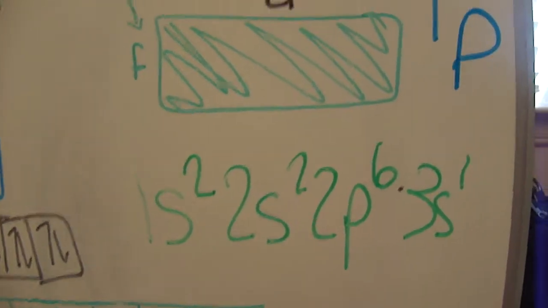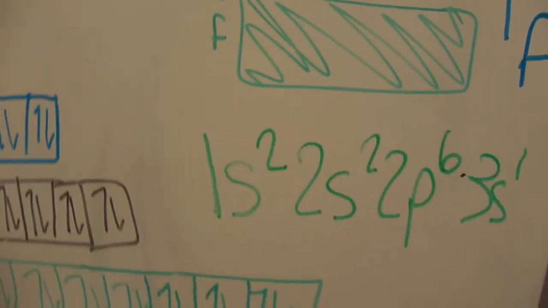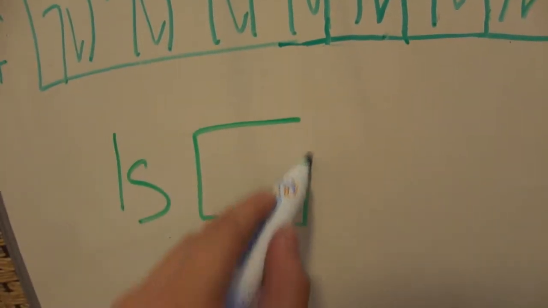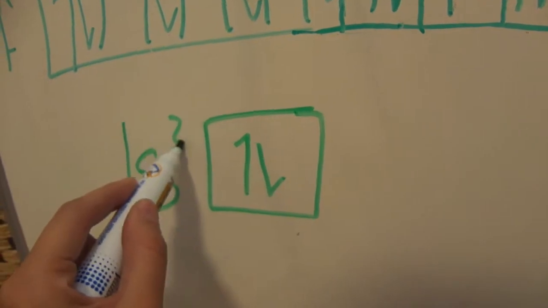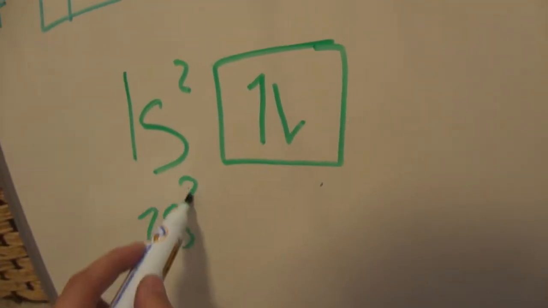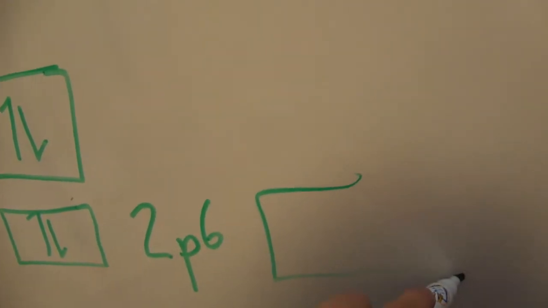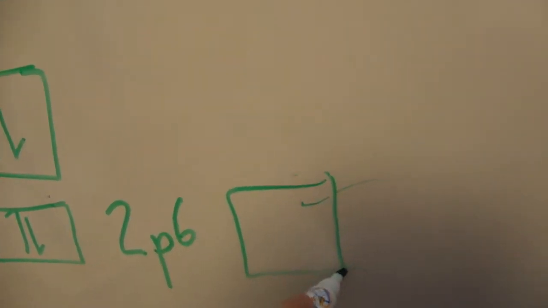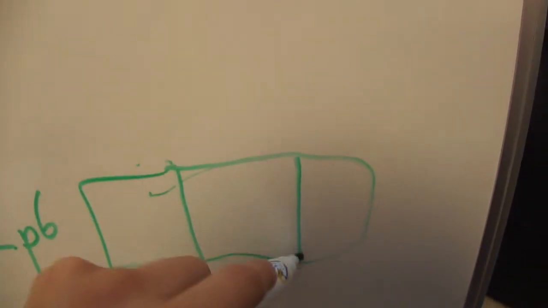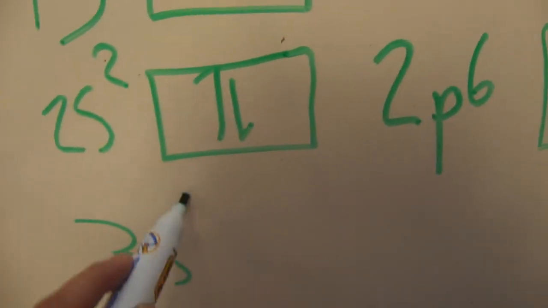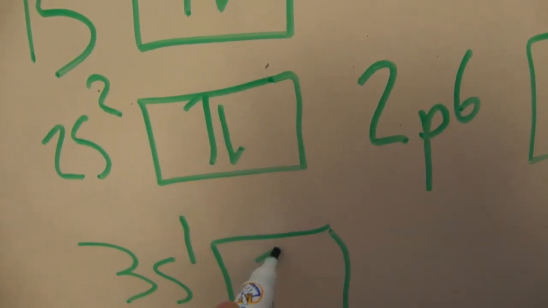And we can also draw it if it's easier. So it would be 1s squared, 2s squared, 2p6, and 3s1. And we would just have 1 pointing up.